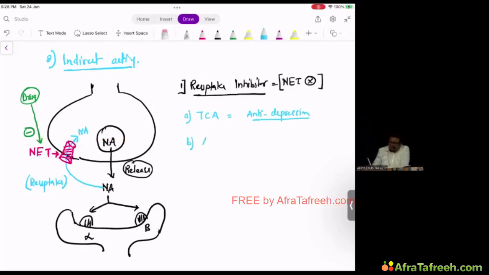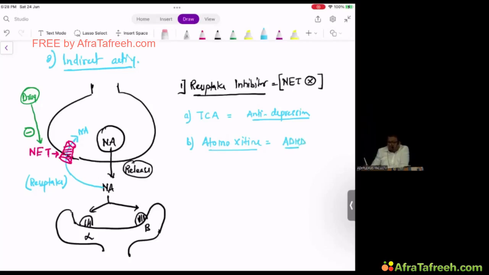Then you will discuss a drug called atomoxetine. Atomoxetine is one of the drugs used for ADHD. It's not the drug of choice. It is also an Na reuptake inhibitor. Increases Na, decreases hyperactivity. Okay, ADHD. We'll discuss ADHD in detail.